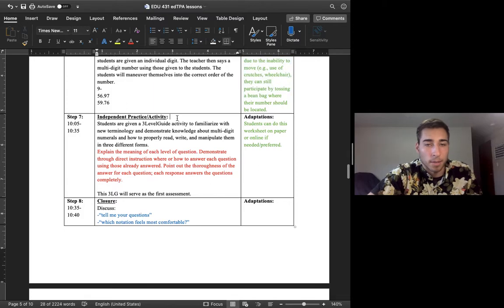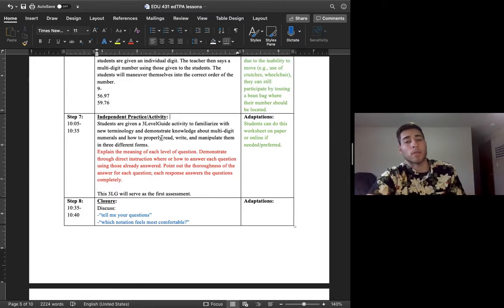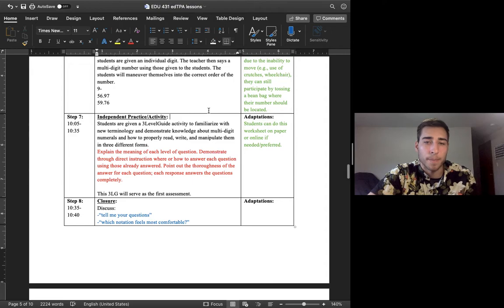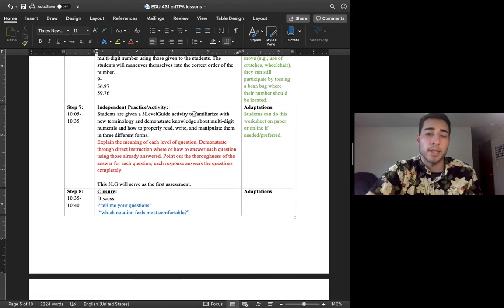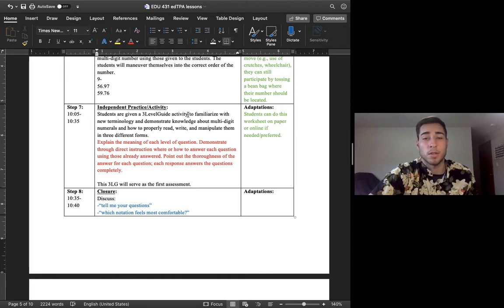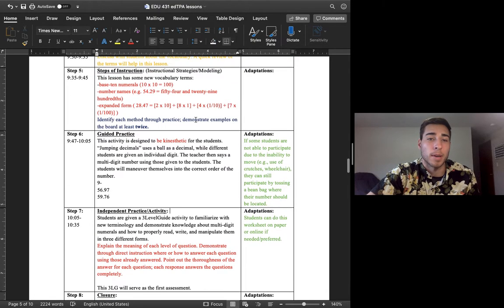Okay, moving into the independent practice then, the activity is a 3-level guide. This is going to allow them to familiarize themselves with the new terminology and to demonstrate the knowledge about the multi-digit numerals and how to properly read, again, verbiage, words, and numbers, numerals as well. And then how to manipulate them, so how to add, subtract them, and three different forms that we talked about: the base 10 numerals, number names, and expanded forms.